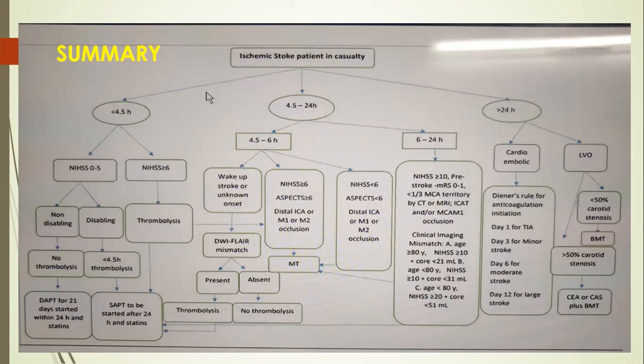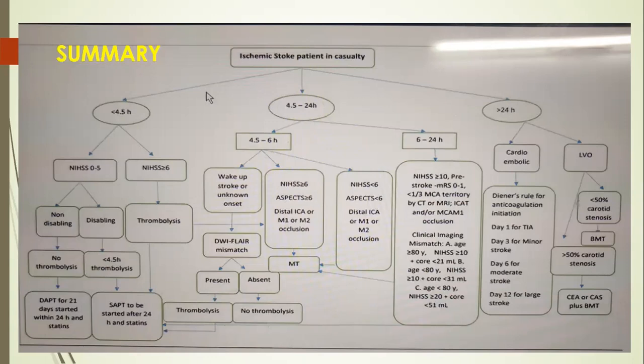Is that clear? DWI flare mismatch. You have learned DWI flare mismatch, clinical core mismatch, and penumbra ischemic mismatch. These are three mismatches you should be knowing. DWI flare, in our setting, we can identify by MRI. Ischemic and penumbra core volume and clinical mismatch volume will ideally be done with CT perfusion scanning.